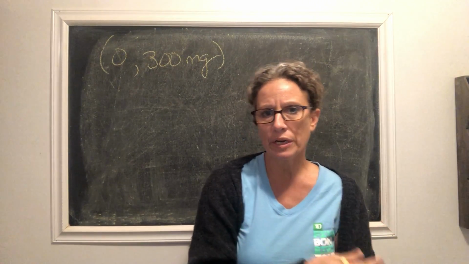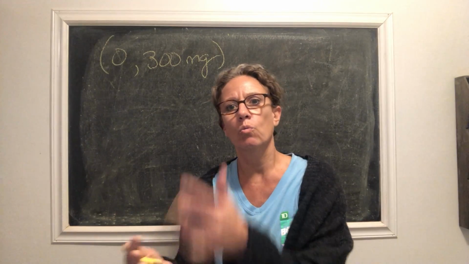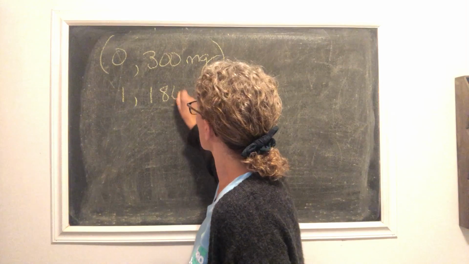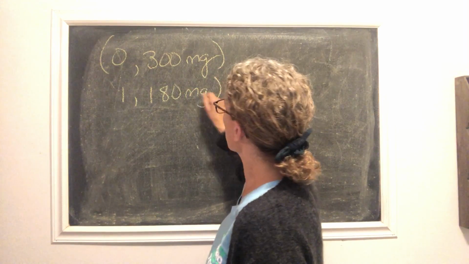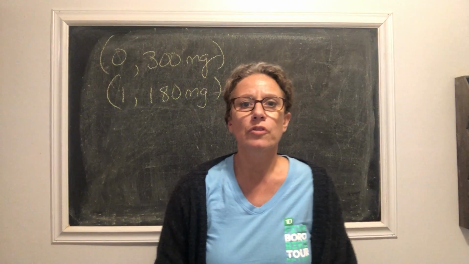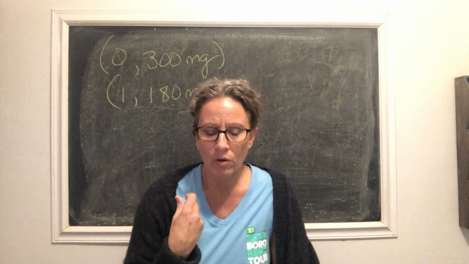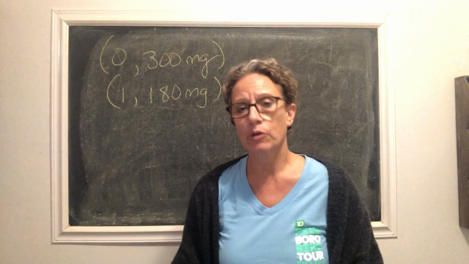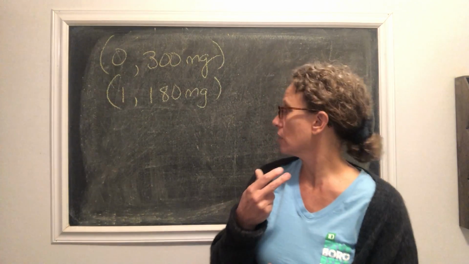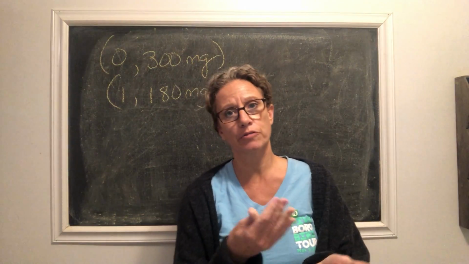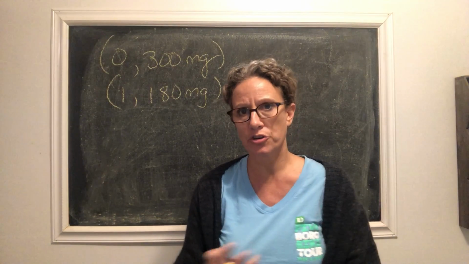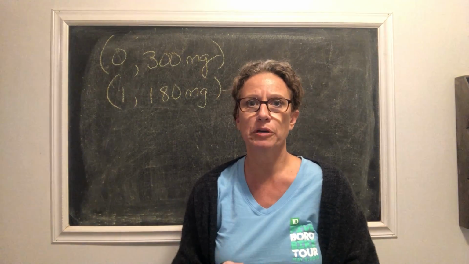Well, we know that after 1 day, there's only 180 milligrams of penicillin that remain in your bloodstream. So we want to find out how many milligrams of penicillin are going to be in your bloodstream after day 2 and after day 3 and after day 4, and say even after day 10, from that first initial amount, how much is going to be in your bloodstream.